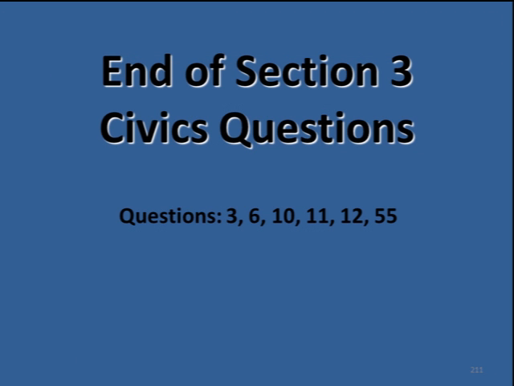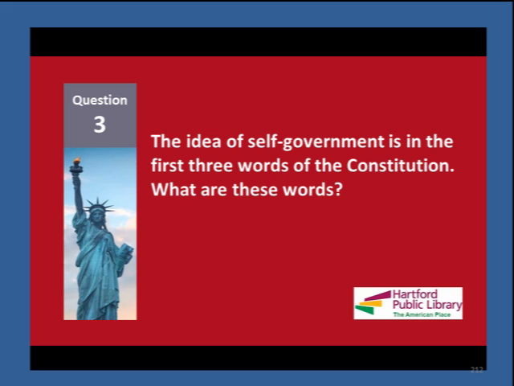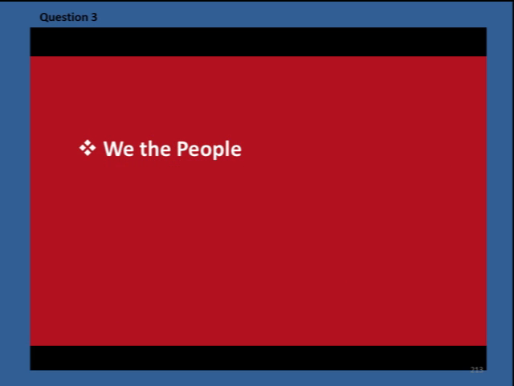This is the end of Section 3. We will now practice the related civics questions. Question 3. The idea of self-government is in the first 3 words of the Constitution. What are these words? We the people. The first 3 words of the Constitution are we the people.